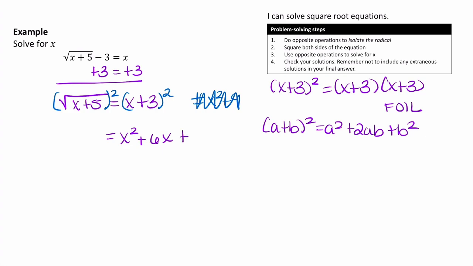And then I have plus b squared. So 3 squared is going to be 9. On the left side, squaring that square root is just going to undo the square root. So I have x plus 5 equals x squared plus 6x plus 9.